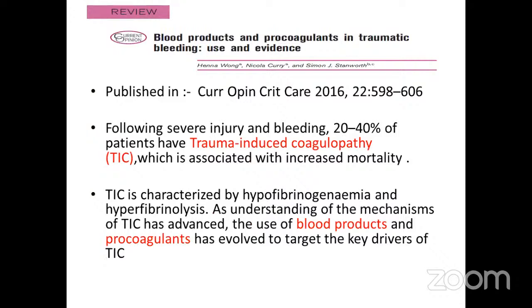And what is trauma-induced coagulopathy? There are studies on it, which were published in the year 2016. Following severe injury and bleeding, 20 to 40% of the patients will have trauma-induced coagulopathy, which is associated with increased mortality. The characteristics of trauma-induced coagulopathy are hypofibrinogenemia and hyperfibrinolysis. As the mechanism is understood, the use of blood and blood products and procoagulants has evolved to target the key drivers of TIC.